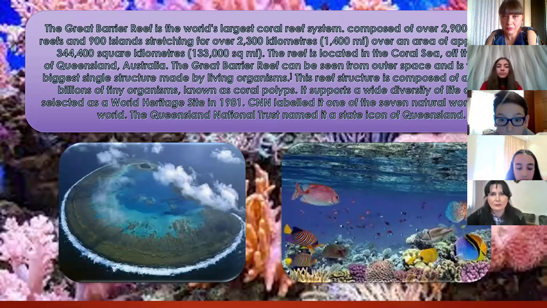The Great Barrier Reef can be seen from outer space and is the world's biggest single structure made by living organisms. The reef structure is composed of and built by billions of tiny organisms known as coral polyps. It supports a wide diversity of life and was selected as a World Heritage Site in 1981. CNN labeled it one of the seven natural wonders of the world. The Queensland National Trust named it a state icon of Queensland.